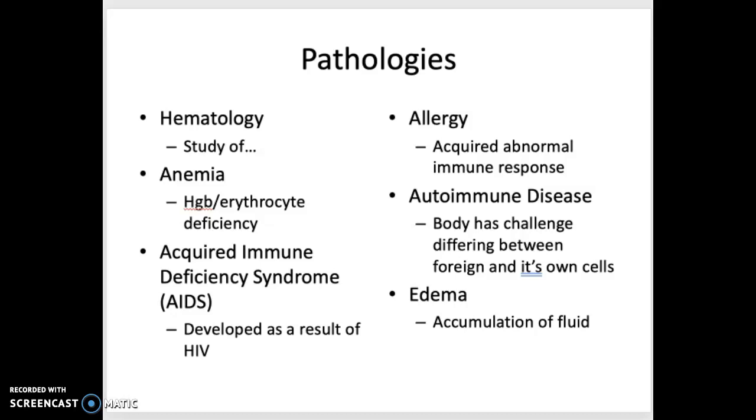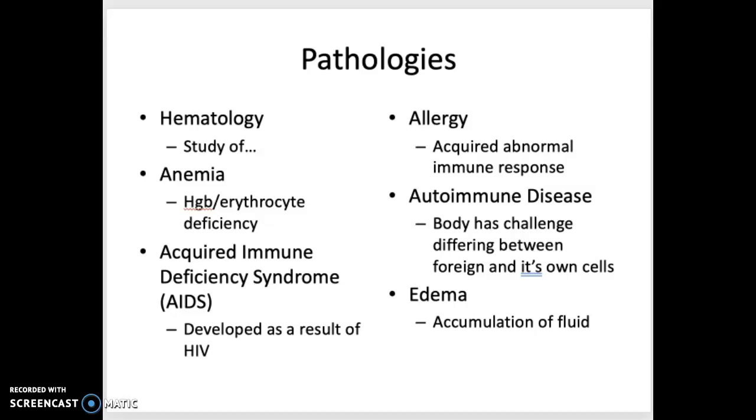The next one is AIDS, acquired immune deficiency syndrome. It's an infectious disease caused by the human immunodeficiency virus, or HIV. So this virus attacks immune cells, especially the helper T cells. So it slowly breaks down the immune system. An allergy is an acquired abnormal immune response. So it's basically when an individual has a hypersensitivity to a particular allergen.